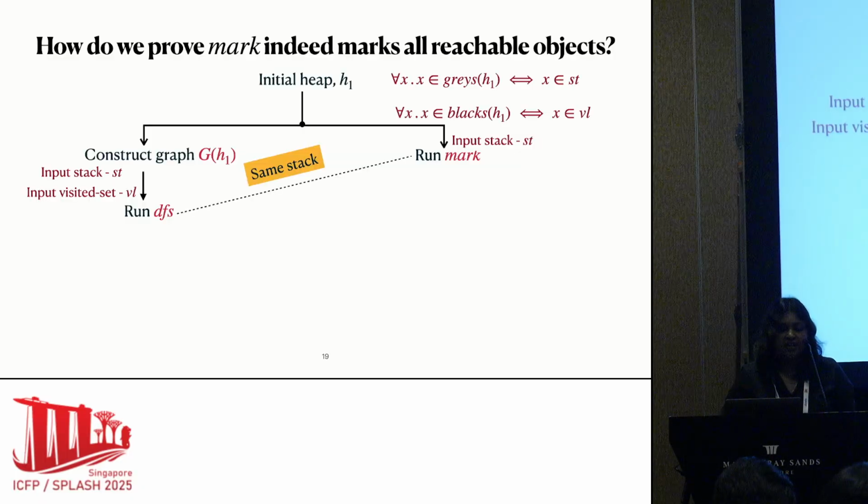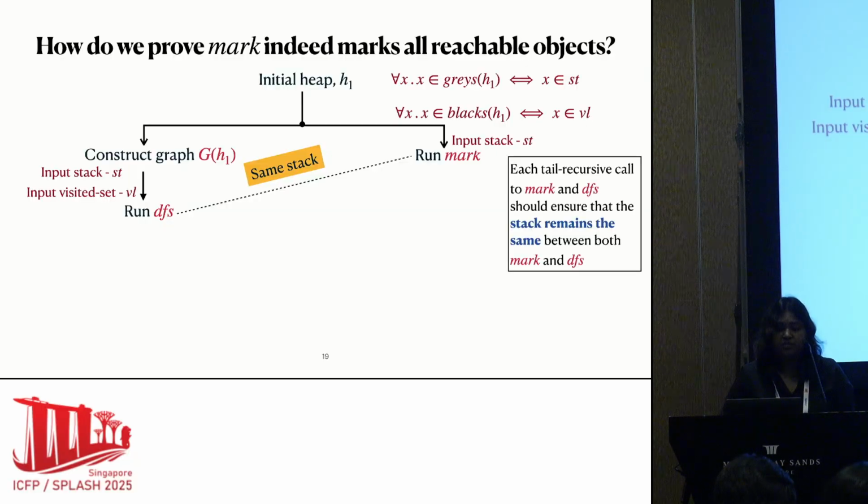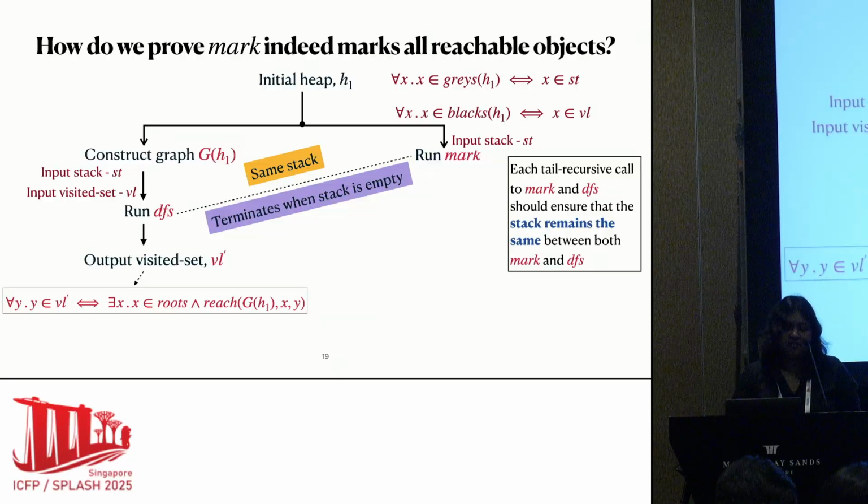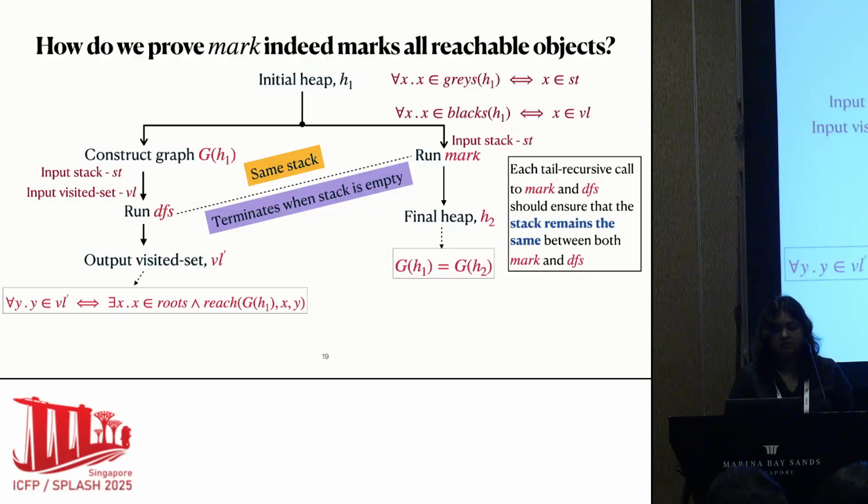Now, an important thing is that both DFS and mark should use the same stack, and they are implemented tail recursively. So each tail recursive call should ensure that both mark and DFS take the same input stack in all the recursive invocations, and it terminates when the stack is empty. Now, DFS will produce a visited set, and we already proved that the visited set will contain all and only the reachable objects. After the mark, we will prove that the graph remains unaltered because mark only does coloring operations, it's not changing any object pointers.